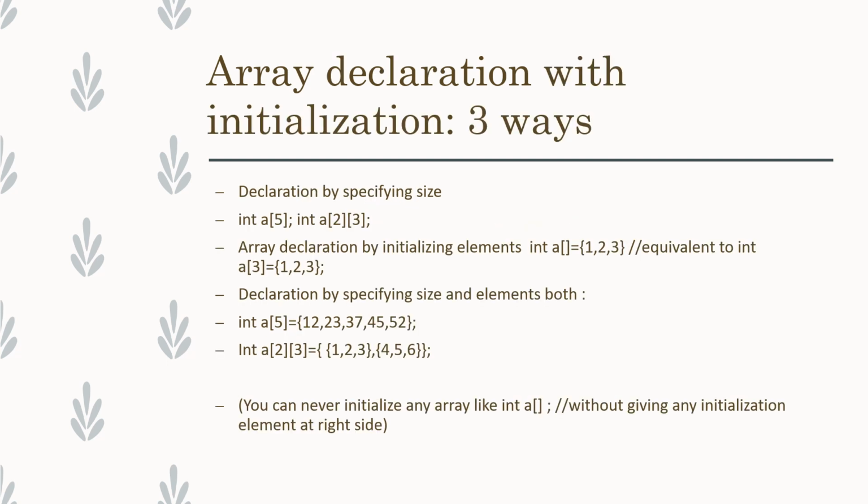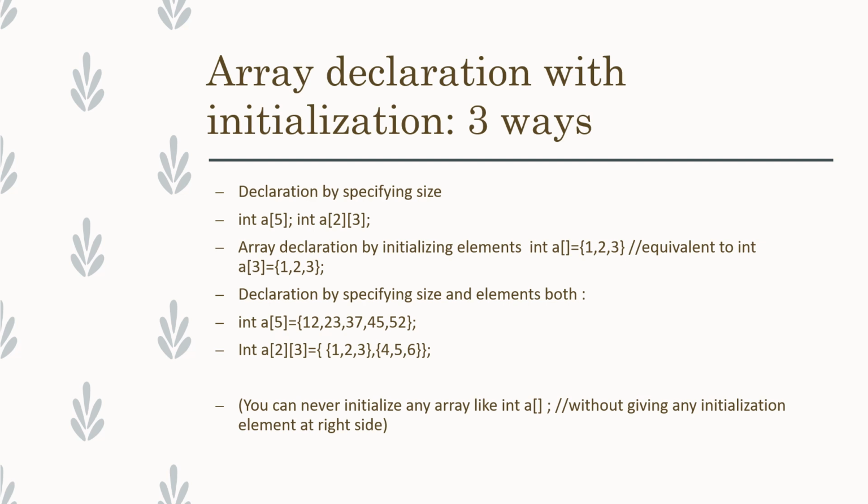Next is how initialization is done along with the declaration, which can be done in three ways. Declaration, as we have seen, just declares the variable or array. Initialization means assigning a value to it. If I write integer a, that is the declaration of variable a. If I write integer b, that is the declaration of variable b. If I write a is equal to 5, that is initialization of variable a.